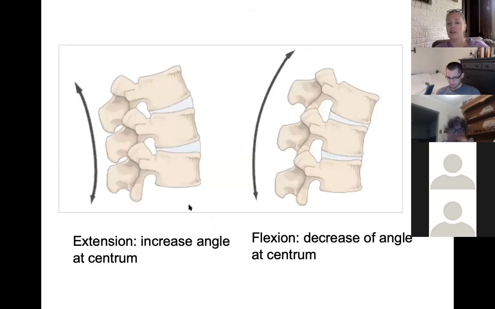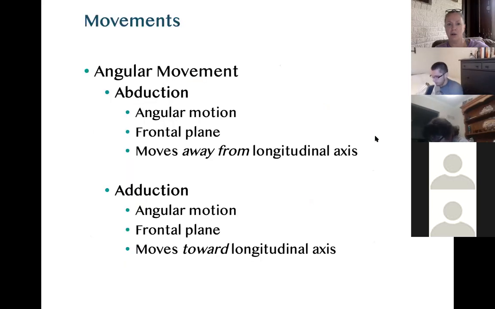Flexion and extension of the vertebrae, okay? In extension, you're increasing the angle at the centrum. Now, this is showing the direction out here, but this is where you're increasing the angle between the centrum or the vertebral bodies. Flexion, you're moving in this direction, but you see how you're decreasing the angle between your vertebral bodies. Always confuses people.